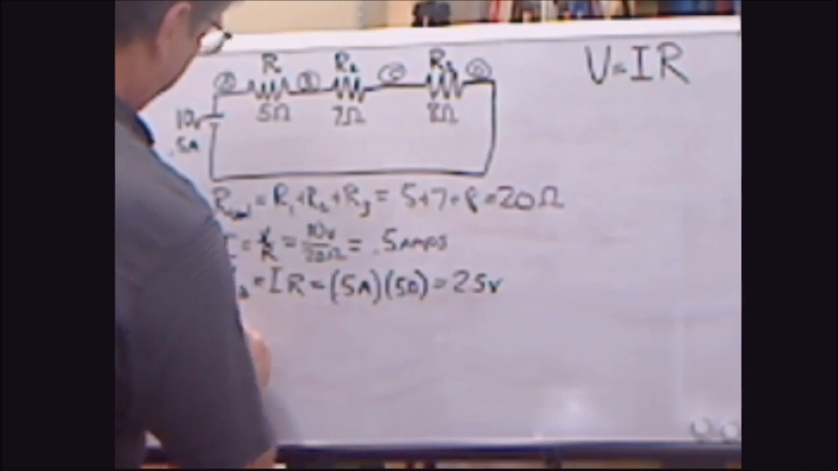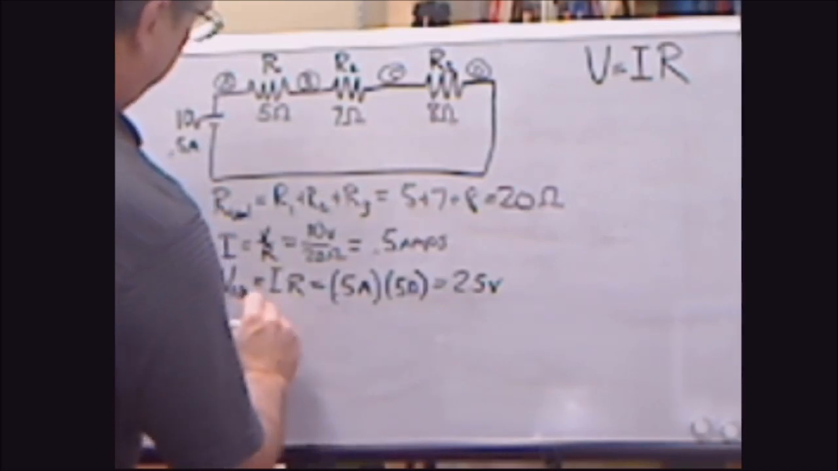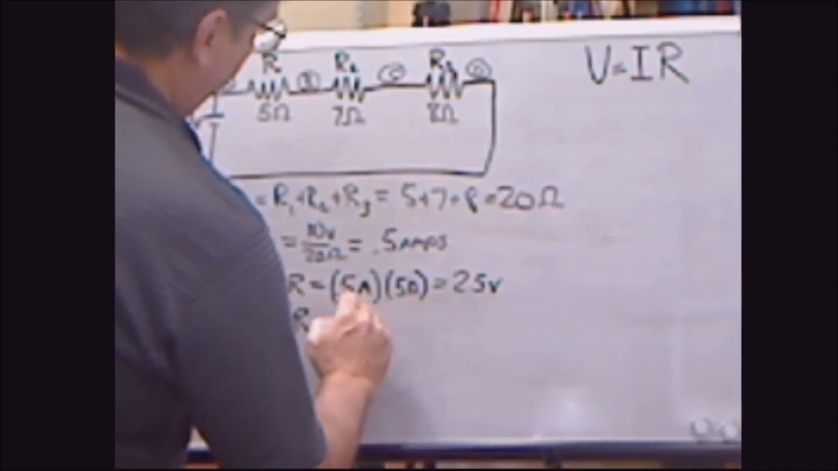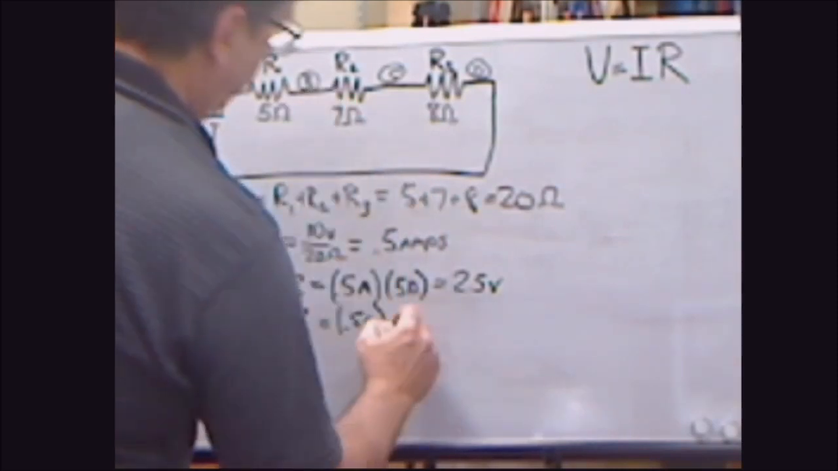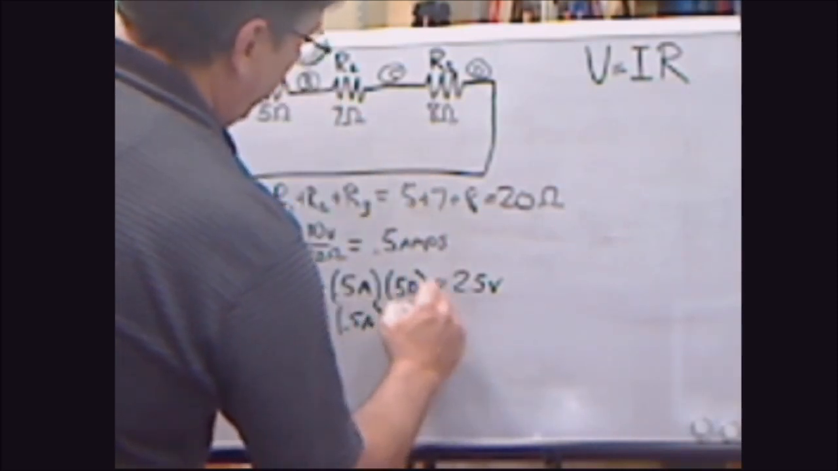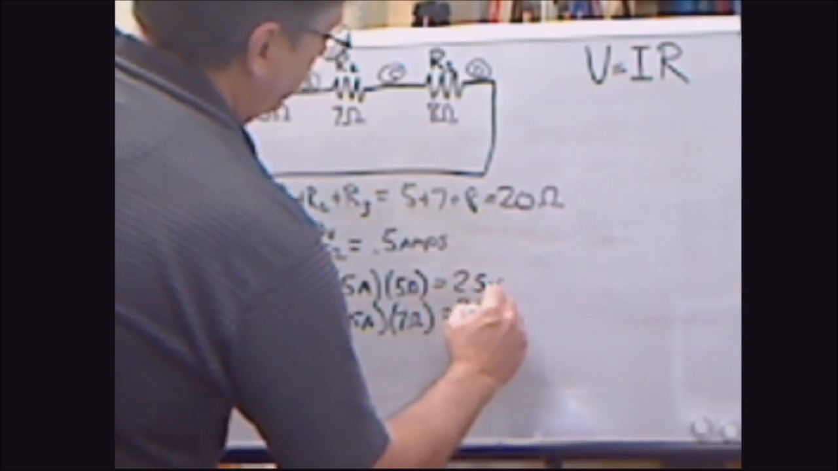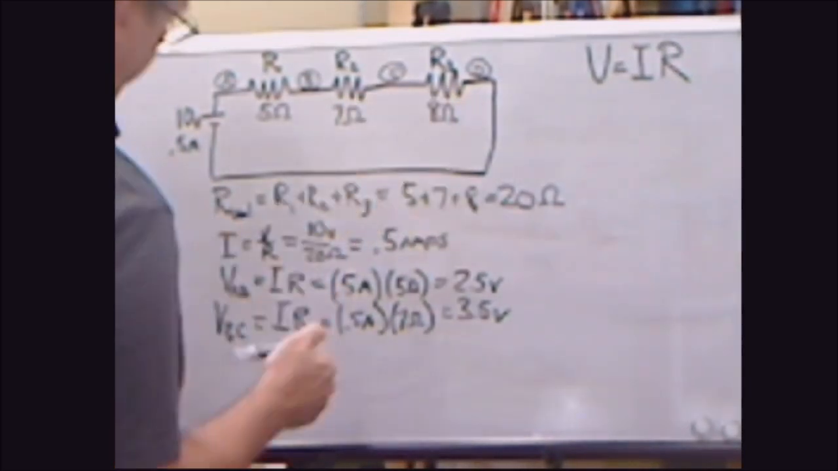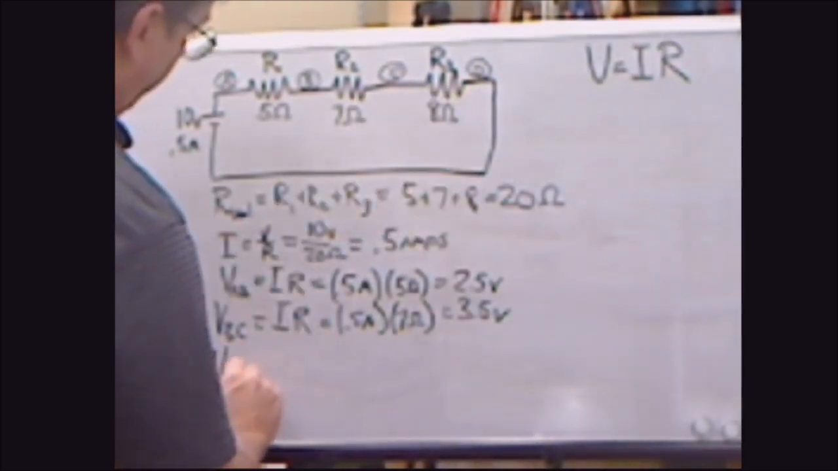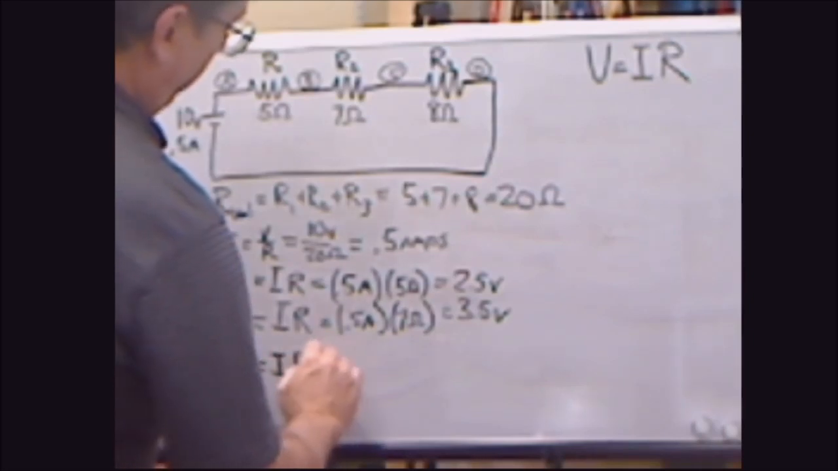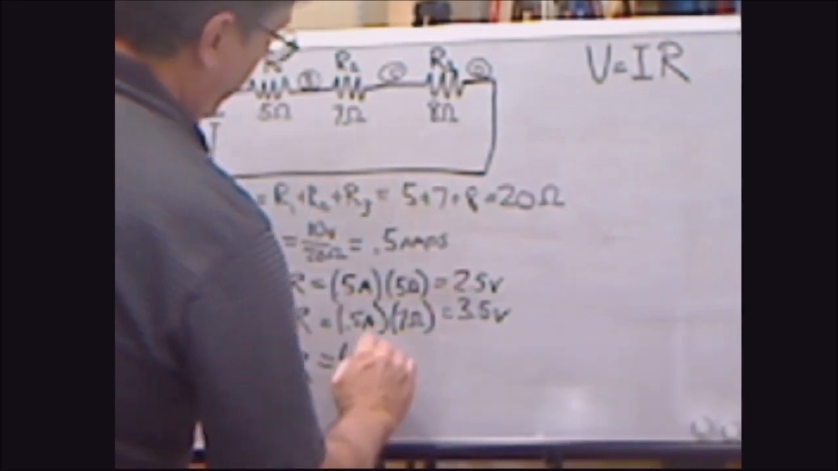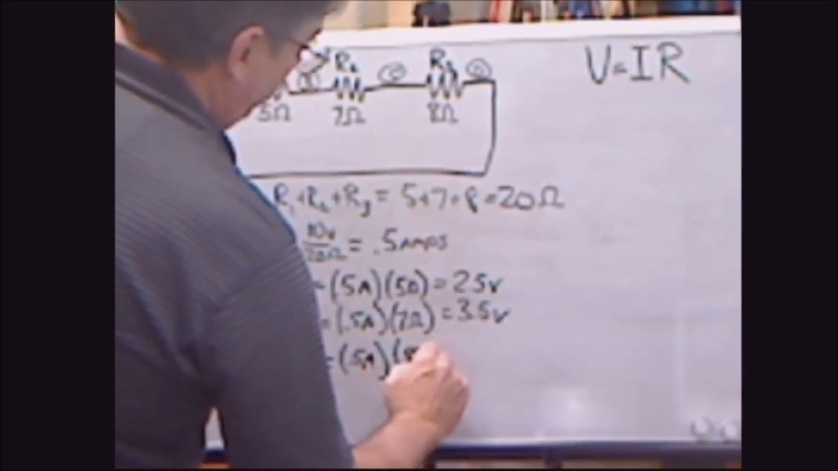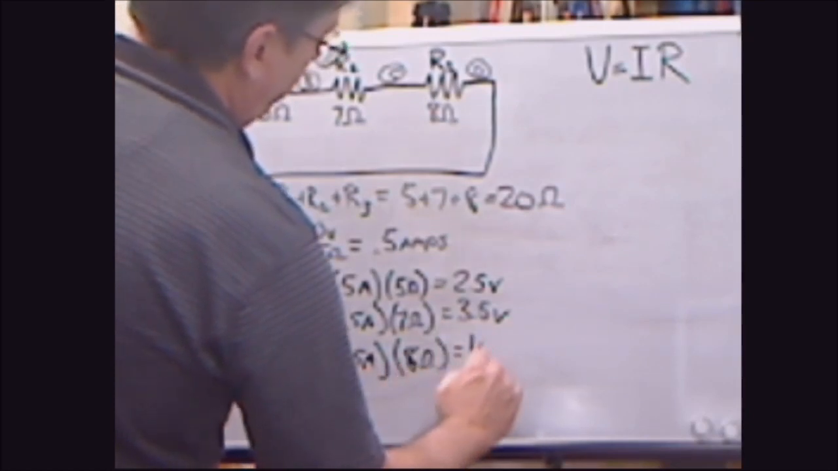Now what about the B to C? What about across this resistor? Same thing. IR, 0.5 amps times 7 ohms. So that's going to equal 3.5 volts. And right here, the third one, what's the voltage drop from there to there? That is CD. Same thing. IR, 0.5 amps times, what's that? 8 ohms. 8 ohms equals 4 volts.